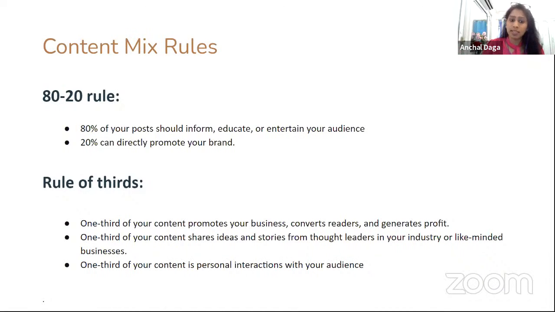The rule of thirds says that 1/3 is for your business promotion, 1/3 is for ideas and thoughts, and 1/3 is for personal interactions. This is a beautiful way which I've been following across my clients to create a social media content calendar, which is quite effective for them. I've covered all the different kinds of posts and I've also promoted their products accordingly. So these rules have really helped me make their social media look very unique and different from their competitors. So you guys can also try this.